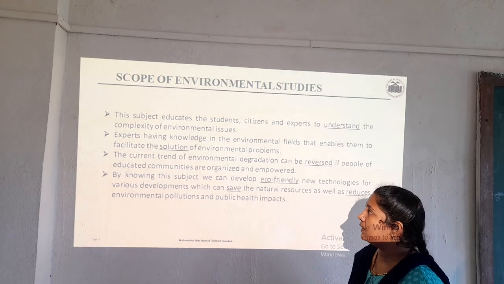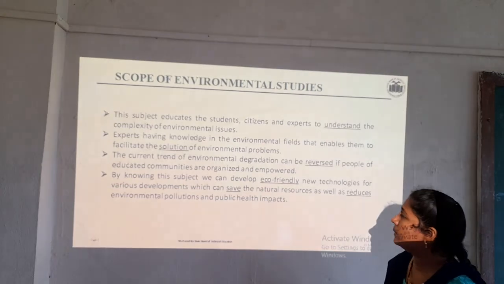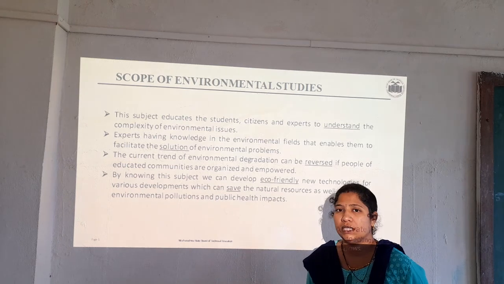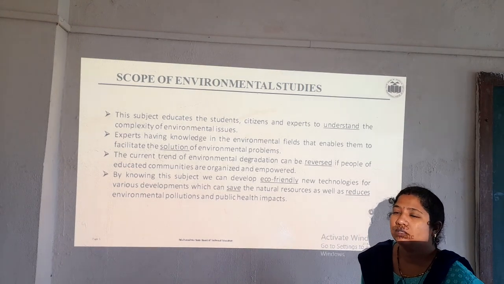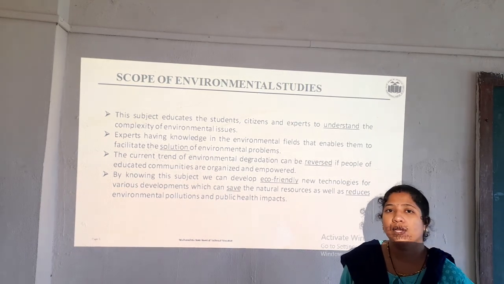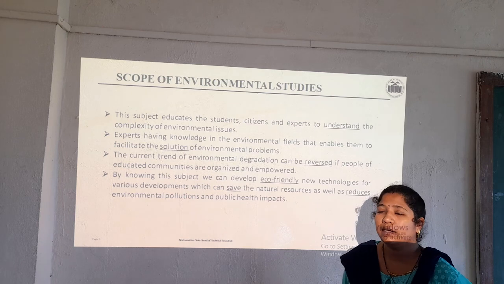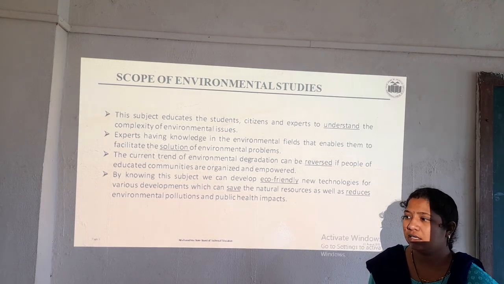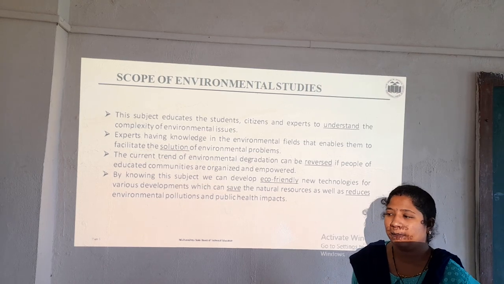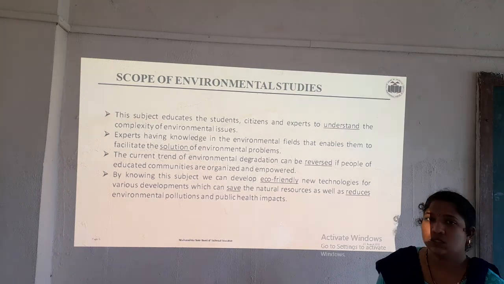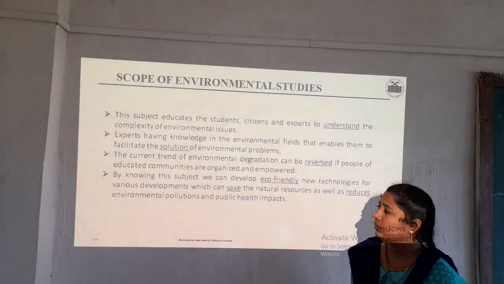Then next is the current trend of environmental degradation can be reversed if people of educated communities are organized and involved. So the third scope of this subject is that the experts or the educated communities will come together, gather together, and make awareness about the environmental studies. So by using those studies, we will solve or reduce the problems of environment.